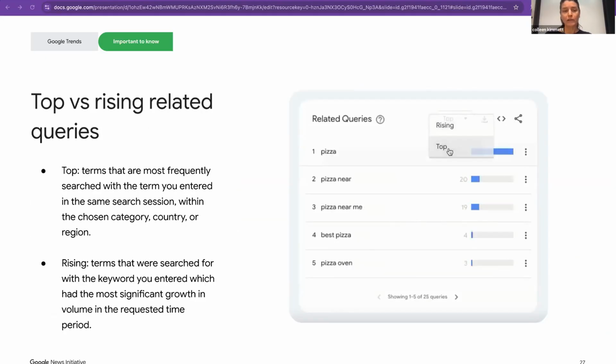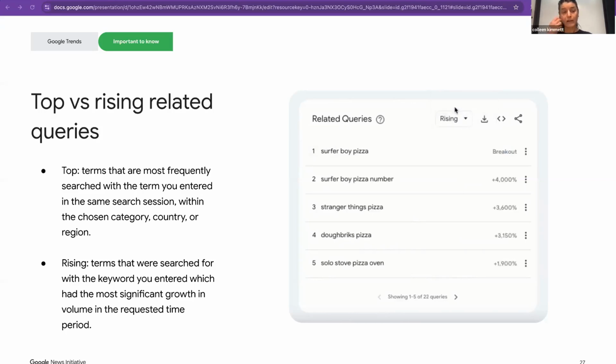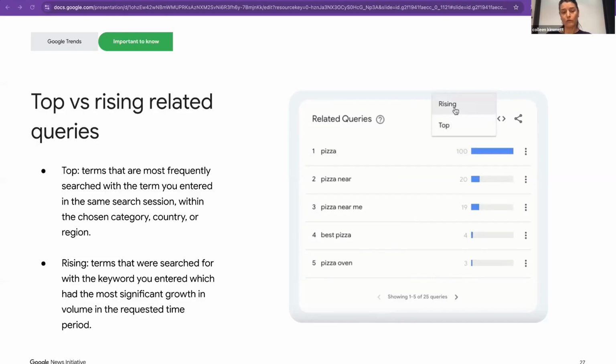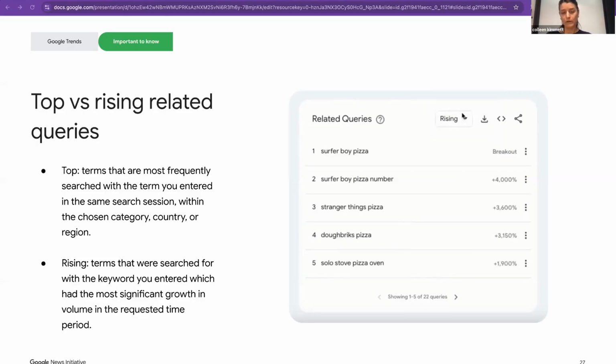Top versus rising related queries. So top related queries are those that are most frequently searched along with the term that you entered. Rising related queries are terms that were searched along with a keyword you entered that had the most significant growth in a specific time period. And we'll look at this in the demo.